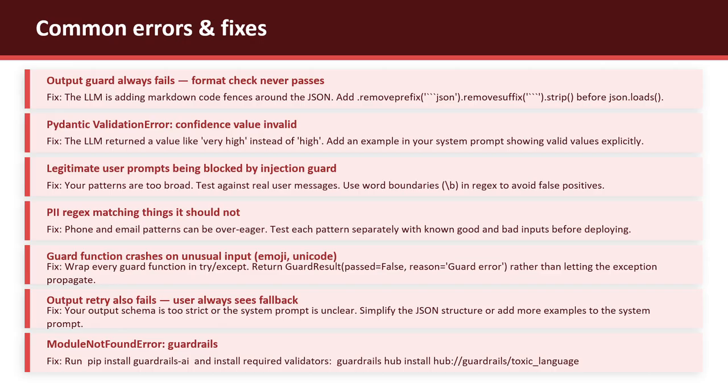If the output retry always fails and users always see the fallback message, your output schema is too strict or your system prompt is unclear. Simplify the JSON structure or add more examples. If the Guardrails module is not found, install it with pip install guardrails-ai and then install the specific validators you need from the hub.